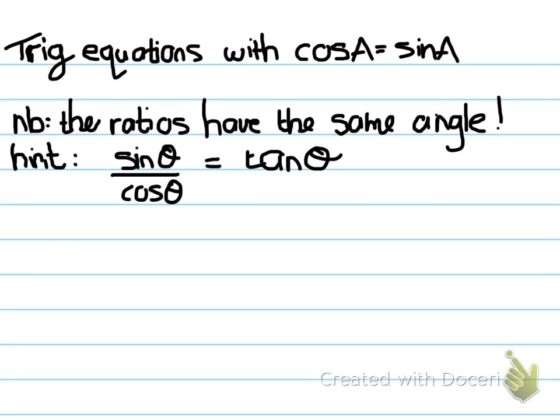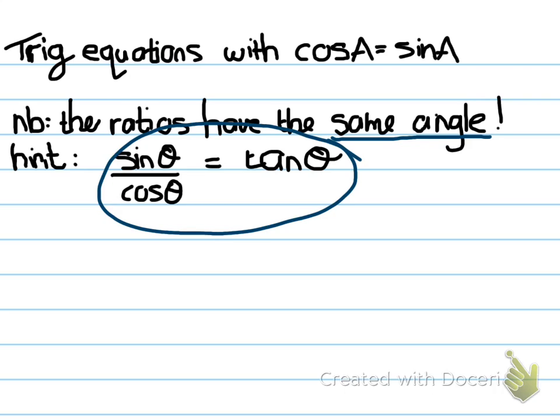Right, so this type of trig equation, you have a cos equals a sine, but it's very important for the type of example I'm going to be looking at now that the ratios have got the same angle. Okay, so that's going to be important on the next page. And then here's a big hint. Remember the identity that sine theta over cos theta is equal to tan theta. We're going to use this throughout this type of problem.